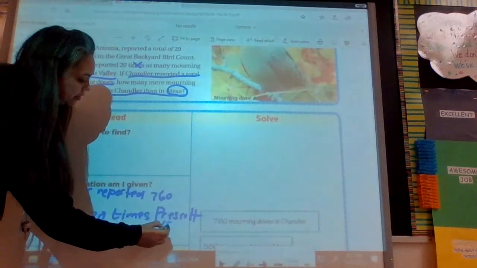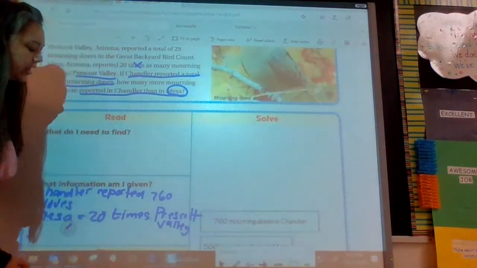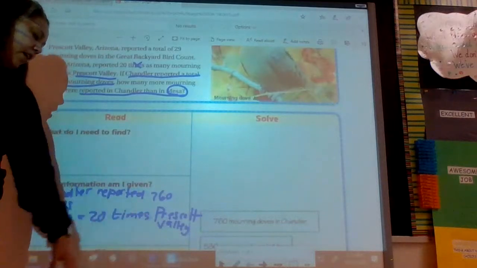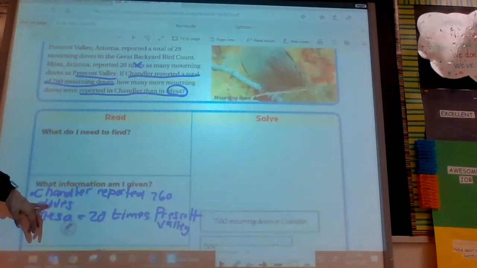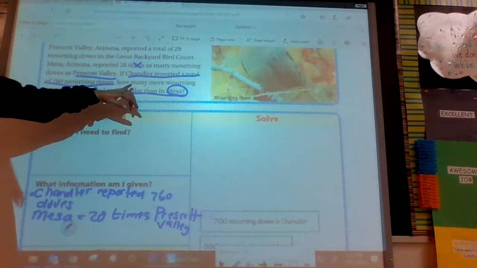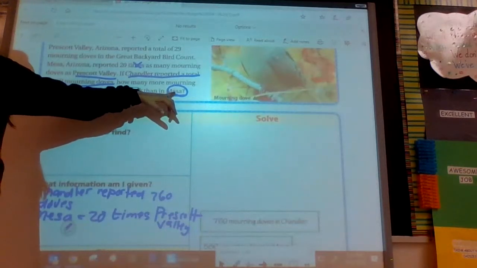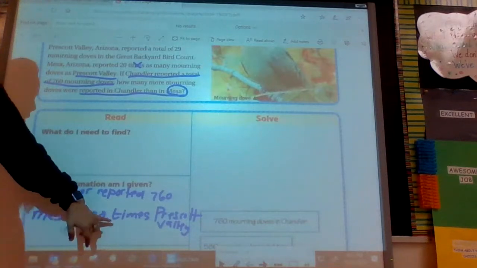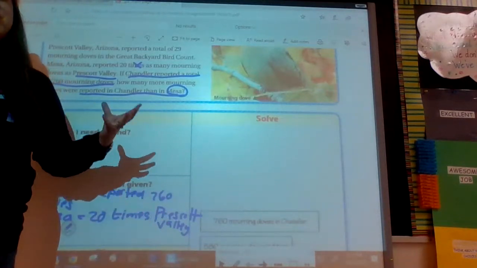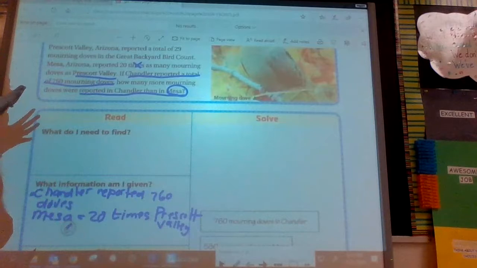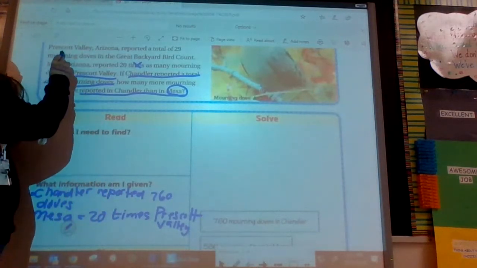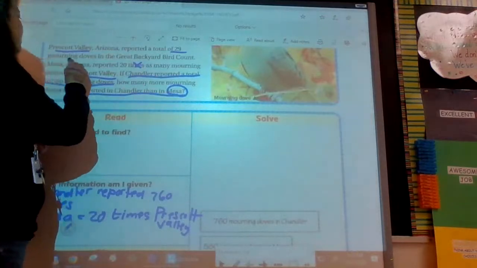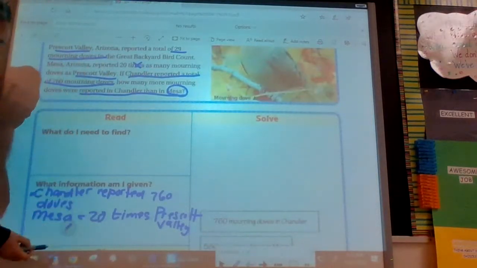Prescott Valley. So now, that's really not enough. I now have to know, because I know something about Chandler, but to find out how many more Chandler has than Mesa, I have to know how much Mesa has, and really all I know is it's 20 times more than Prescott. So now I have to know information about Prescott. So come back up in here, and I see Prescott Valley's written. They had 29 doves.